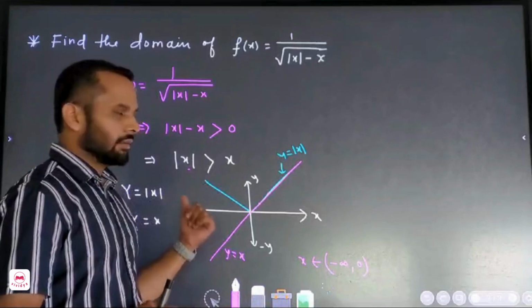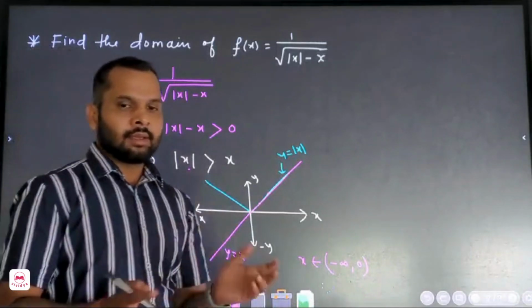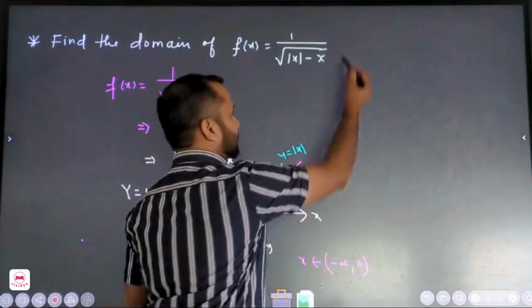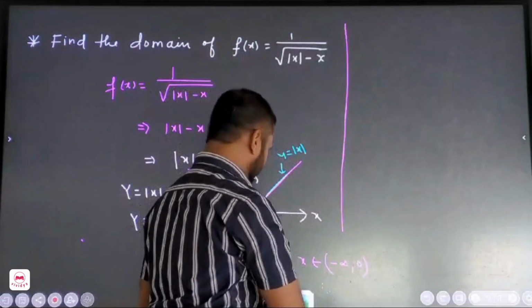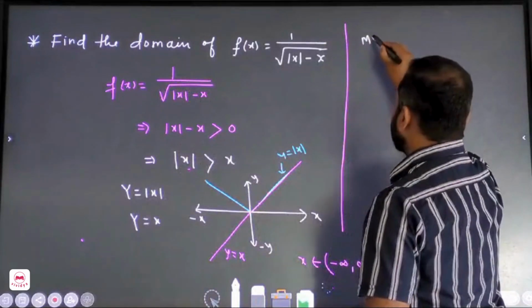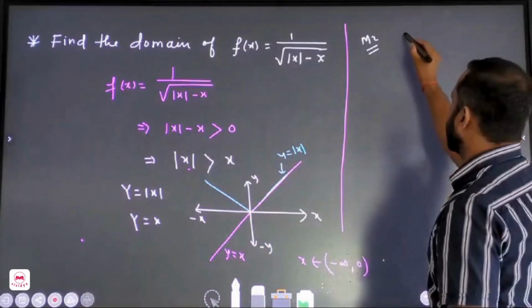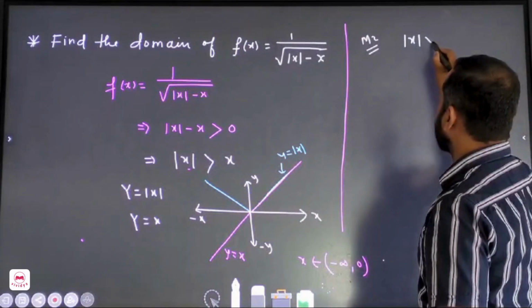This is one method, which we call the graphical approach. The same question I can solve by the normal method, that is the second method. So let's solve the second method. Mod x is greater than x. So again I will write here mod x is greater than x.